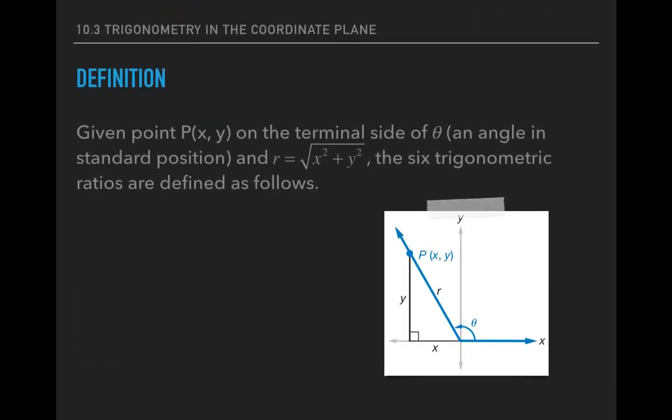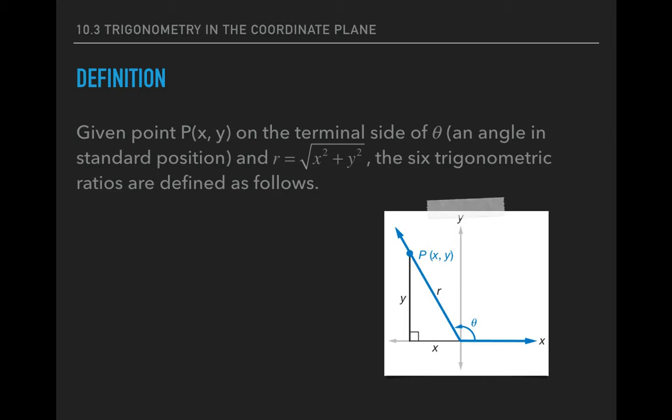Now let's talk a little bit more. I have a definition here. Let's say that we're given a point P and it has both an x and y value. And it is on the terminal side, so it's on your ray, in this case for your angle theta, that's in standard position. And your r is going to be kind of like the radius there, from your origin to the point P.